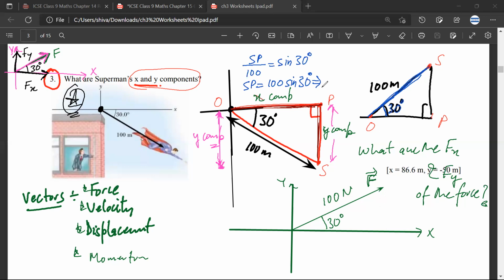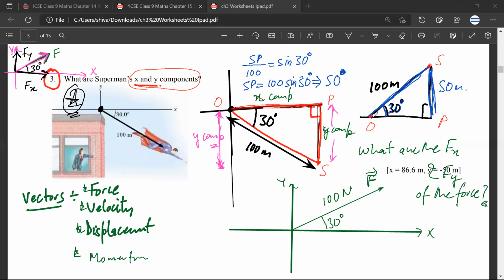50. I'm sorry, 50. So this will be 50. Sorry, this will be 50. So this part SP is 50. Is it making sense?